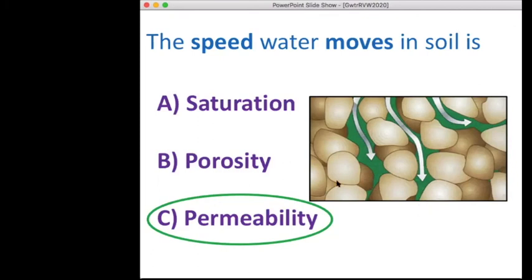But permeability is the speed. If it's made of sand, the water goes through faster. If it's made of clay, tiny little particles, the water goes through really slow. It's not as permeable. Permeable is how fast.